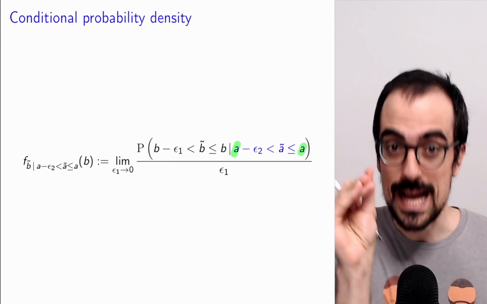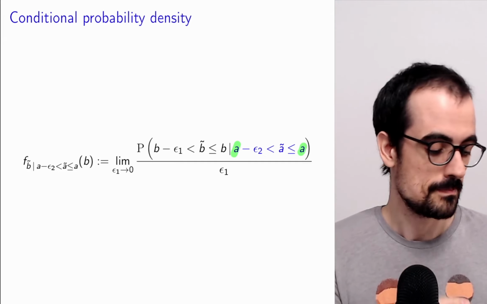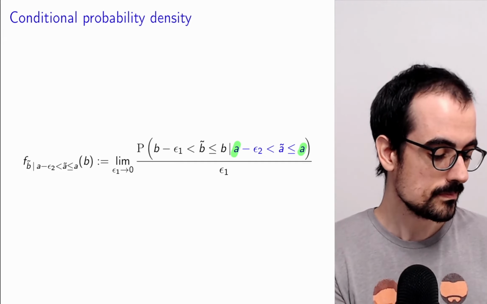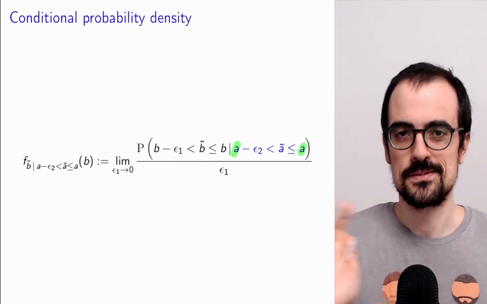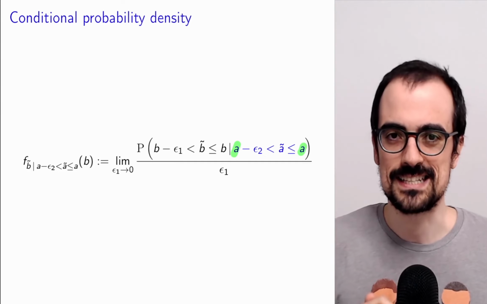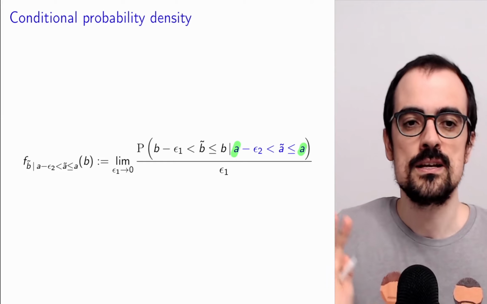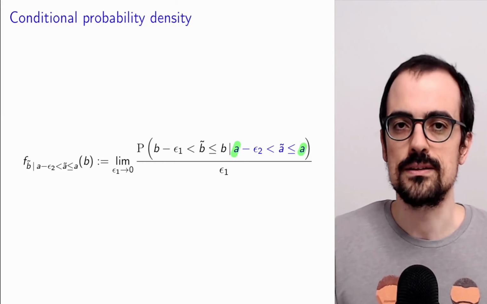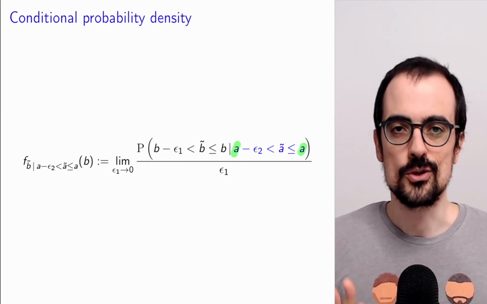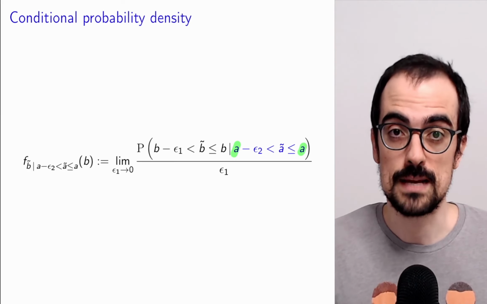And now we're going to collapse the interval by taking the limit. Oh, not yet, sorry. We're going to do that in the next slide. We're not going to collapse the interval yet. First, this is a well-defined probability. Hopefully you realize that for any fixed value of epsilon 2.